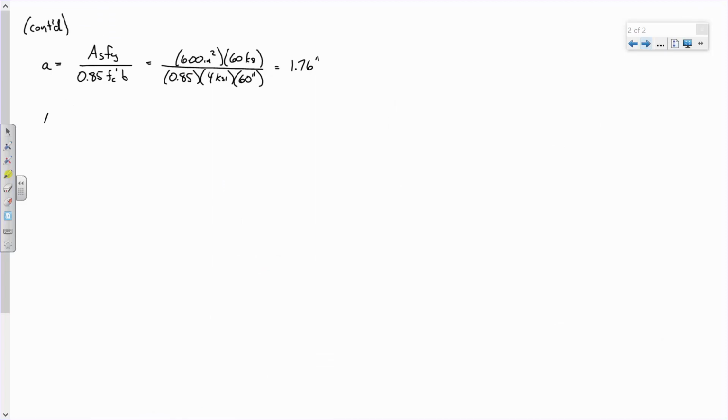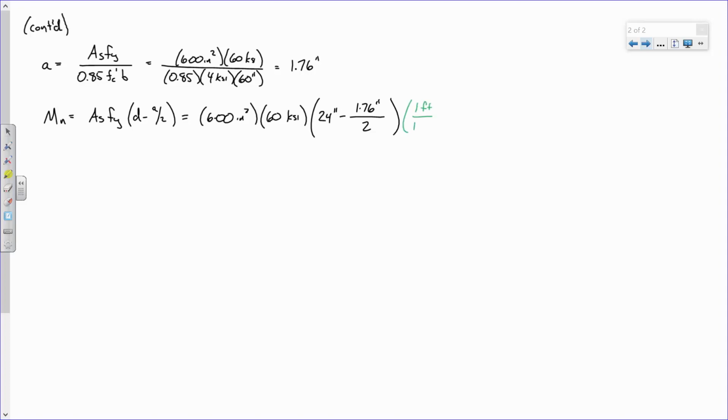If you got that, then Mn is As fy times (d minus a over 2). So that's 6, 60. What's d? Anybody have a value on that? 24. Now, if I calculate this as is, what are the units going to be? Inch-kips. So I'm going to convert to get foot-kips.